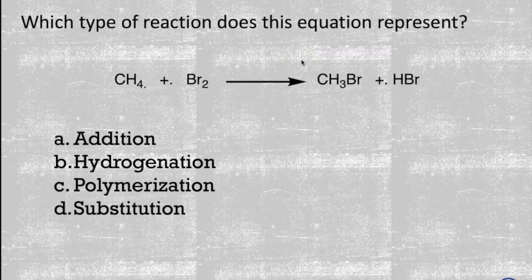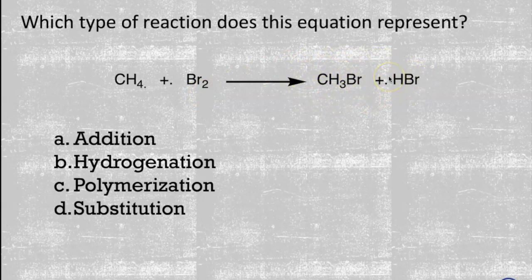So now let's pause for a minute and take a moment for you to pause the video here and attempt this question to identify what reaction is shown here. So in this particular reaction, we have methane reacting with Br2. Br2 produces a product of bromomethane and hydrogen bromide.